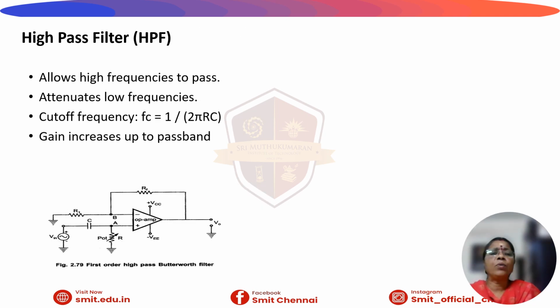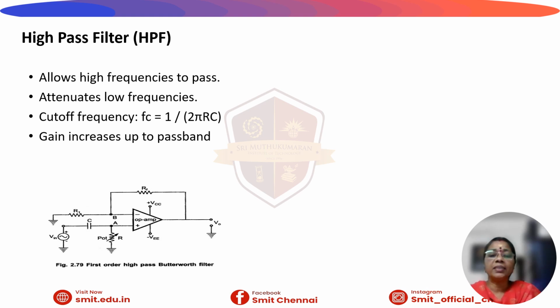An active high pass filter allows high frequencies to pass and attenuates low frequencies. The cutoff frequency FL is given as 1 by 2 pi RC. The gain increases up to the passband at the rate of plus 20 dB per decade. In the construction of the circuit, the input signal passes through the capacitor, and a resistor is connected to the ground. The junction then feeds into the op-amp.